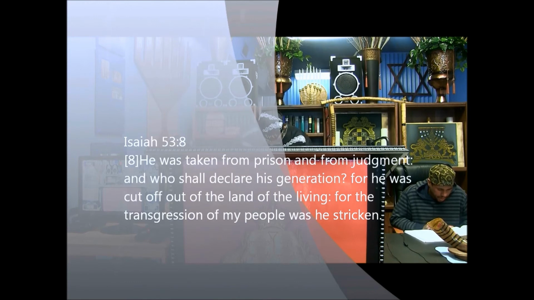Isaiah 53:8 says, "He was taken from prison and from judgment. And who shall declare his generation? For he was cut off out of the land of the living. For the transgression of my people he was stricken." He was stricken, right?